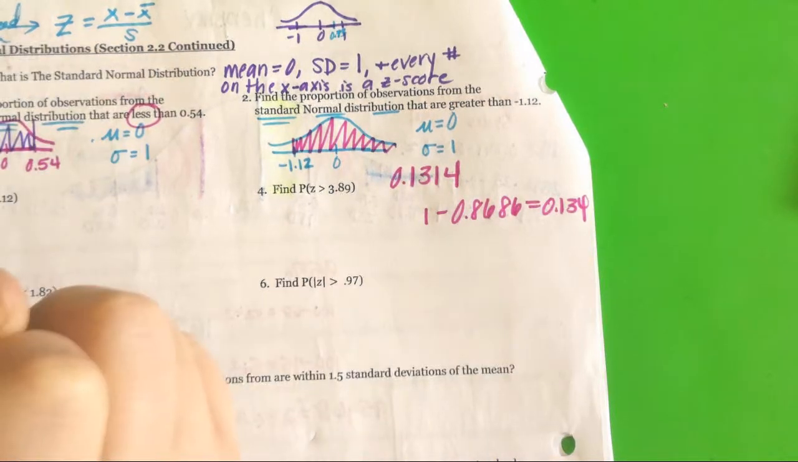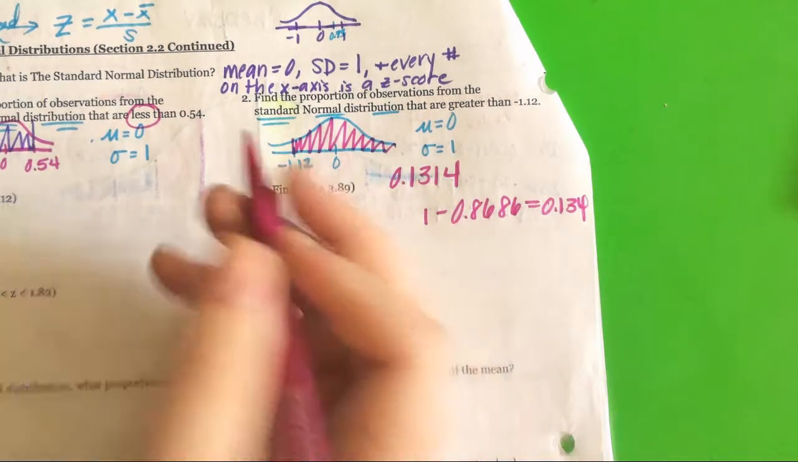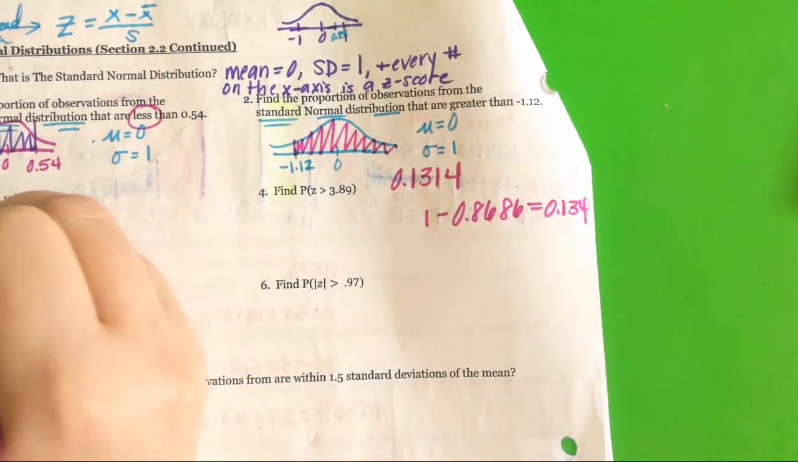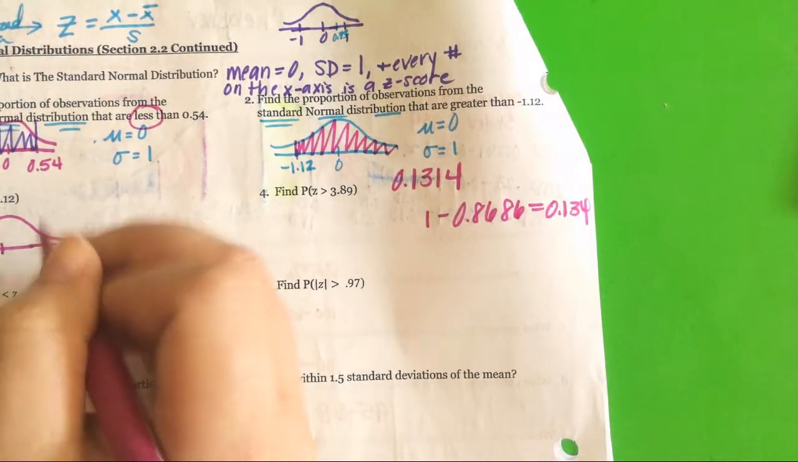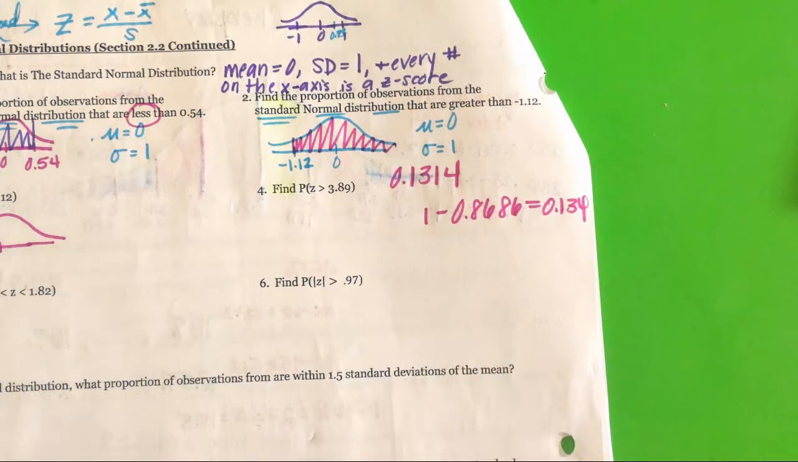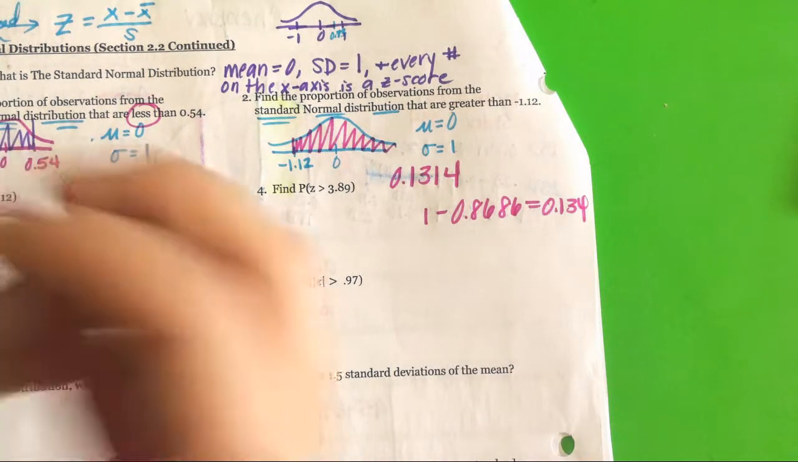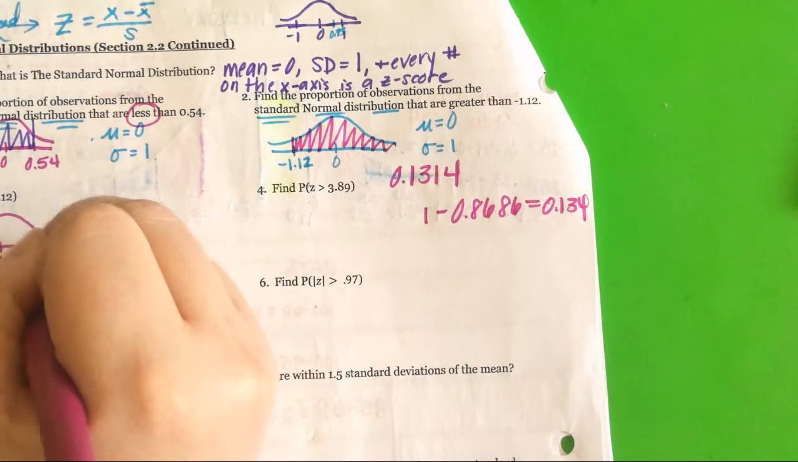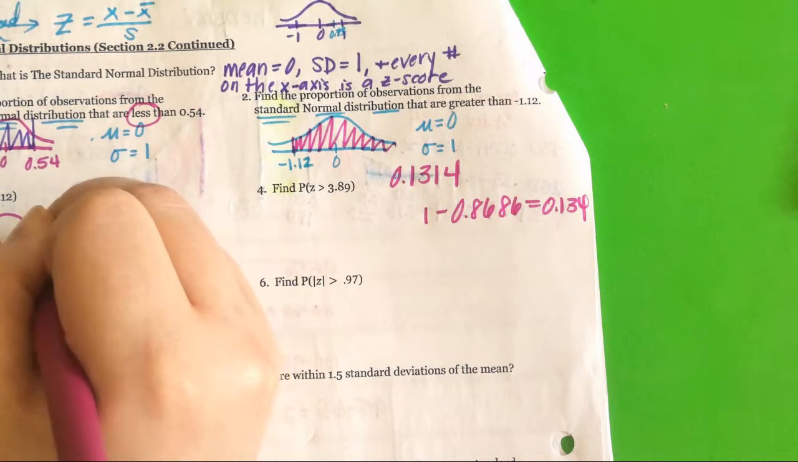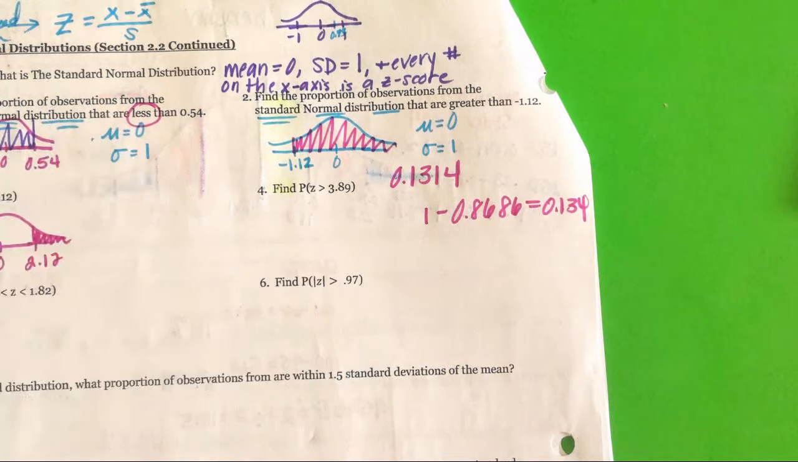Okay, number 7. We're gonna do the same thing. We're gonna draw us a picture. We've got us a standard normal curve. We're gonna assume it has the same directions as above. To be honest, it should have said more, but it didn't. So we want to know greater than or equal to 2.12.